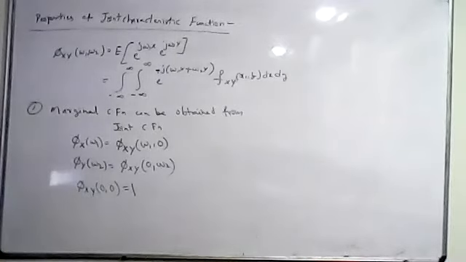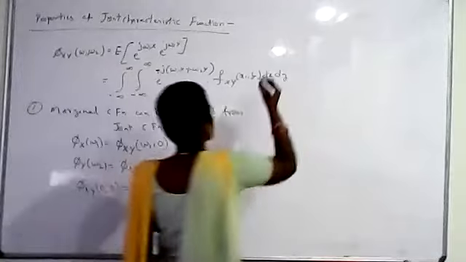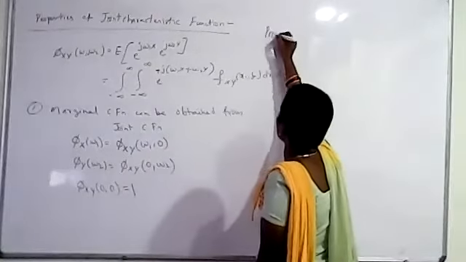Okay, so this is the first property of joint characteristic function. So marginal characteristic function can be obtained from joint characteristic function. Okay. Now we'll see the proof.